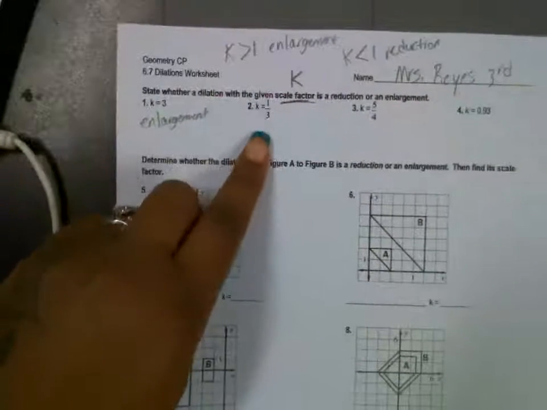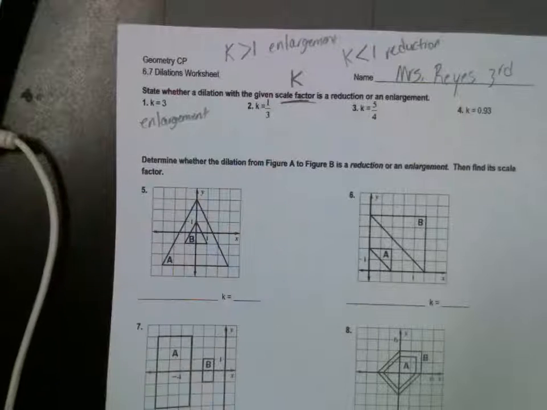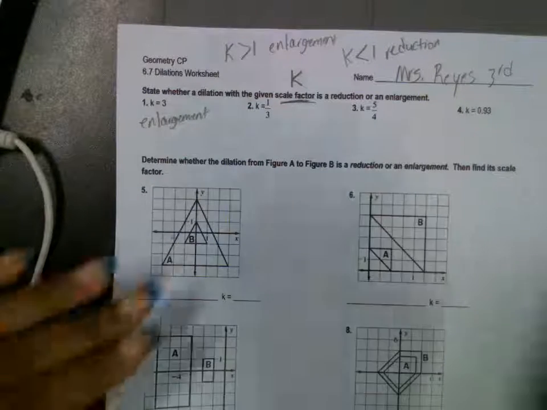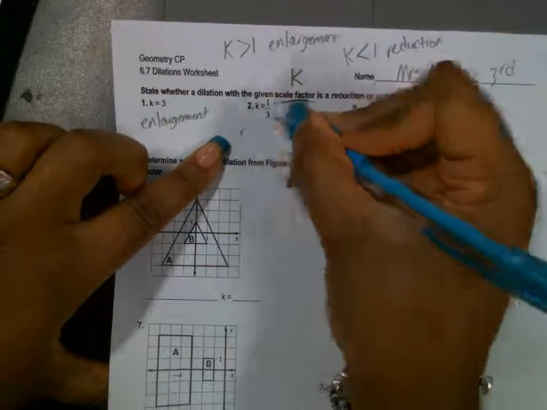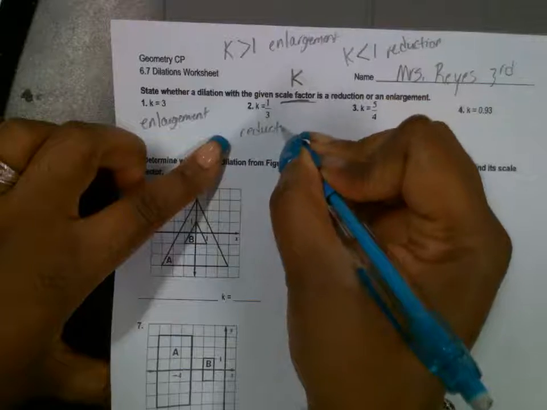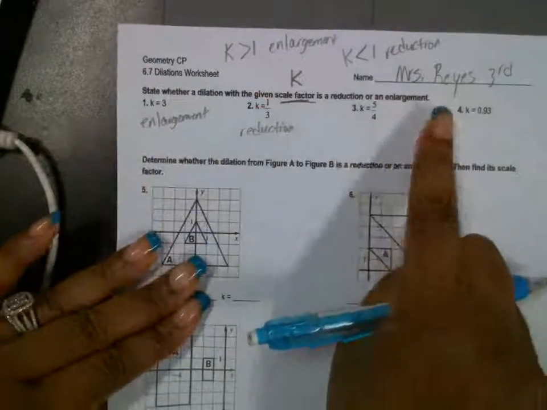If K is 1/3, is that going to get bigger or smaller? Is that going to be an enlargement or a reduction? It's going to be smaller. It's going to be a reduction because K is less than 1. This is a reduction. See if you can do 3 and 4 on your own.